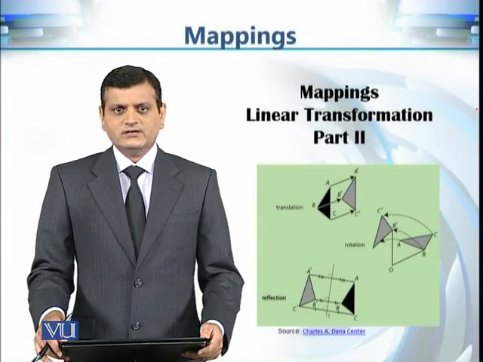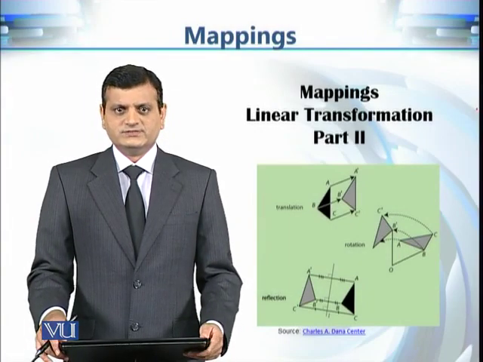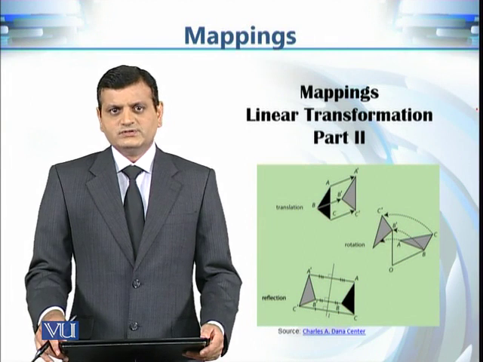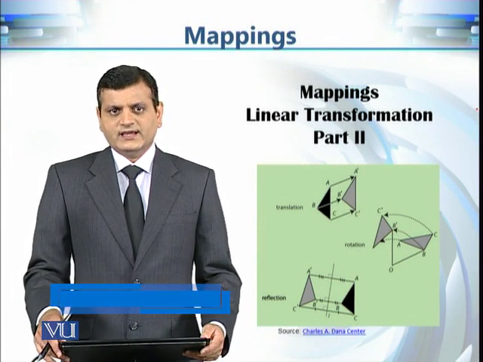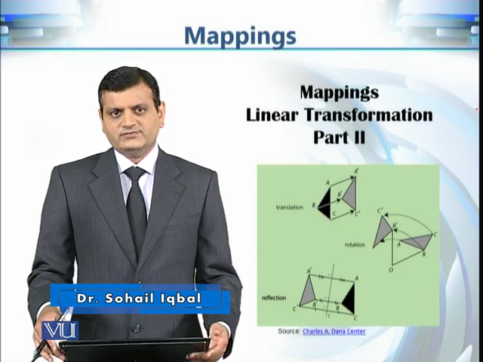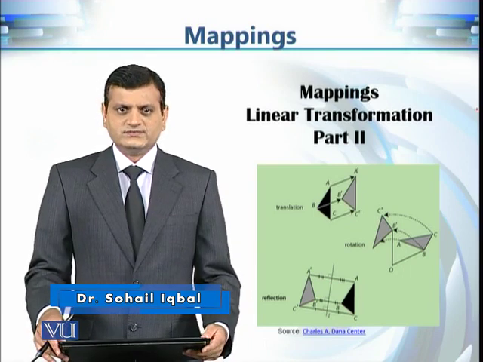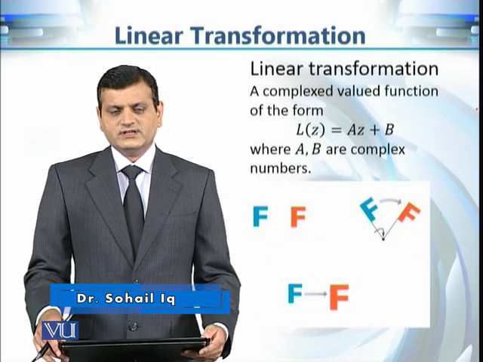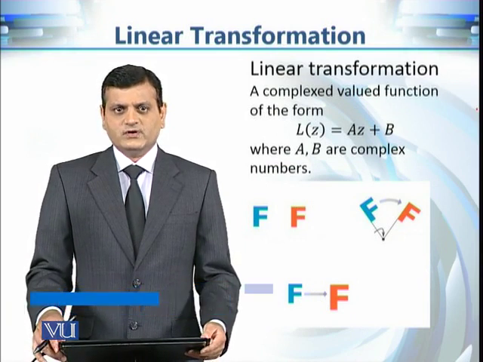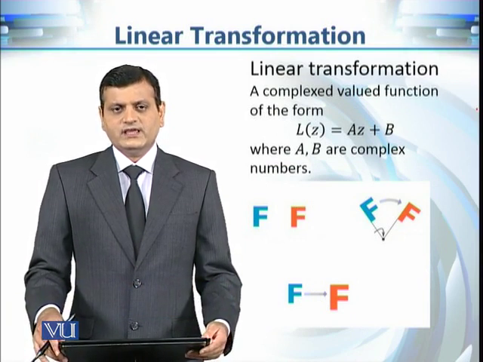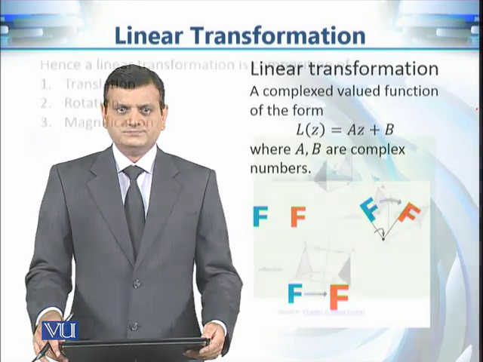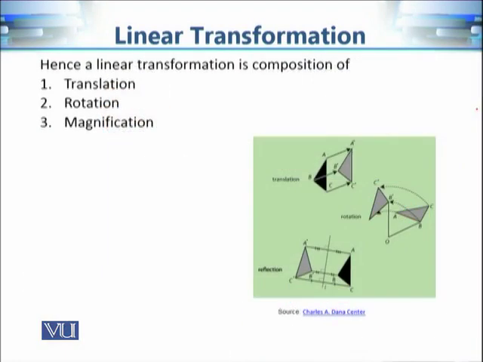This is the second part of our discussion on linear transformations. So in the previous part, we saw what linear transformations are and the beautiful geometry related to them. A linear transformation is a complex valued function of the form az plus b, where a and b are complex numbers.